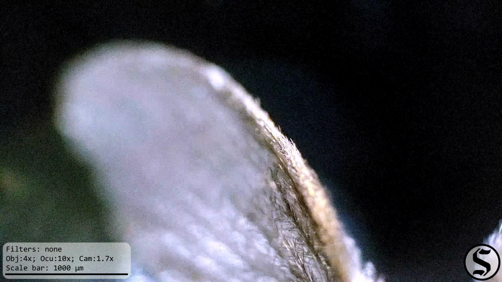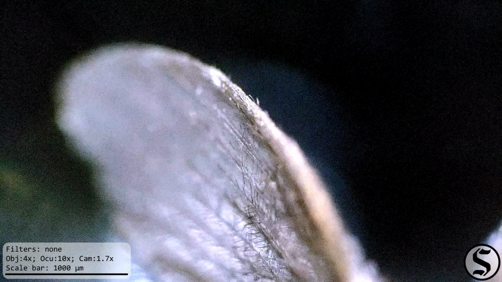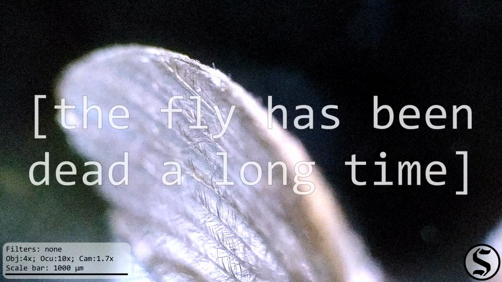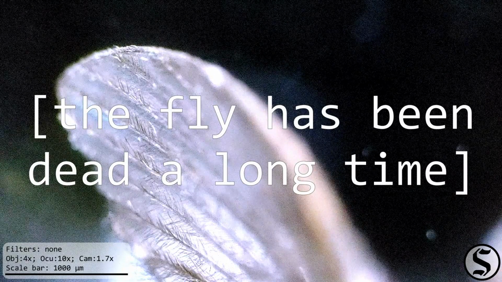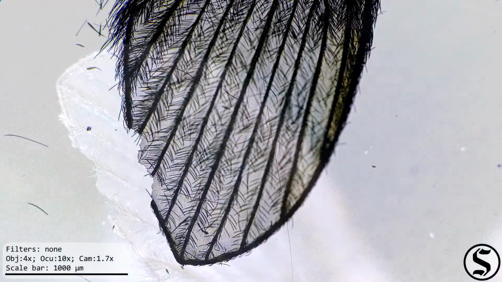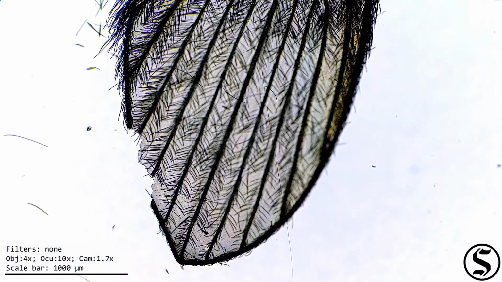Yeah, we can see some interesting details on the wing structure. I think I'm going to go ahead and take this wing off so we can flatten it out and zoom in. Well, even the wing is way hairier than I was expecting.